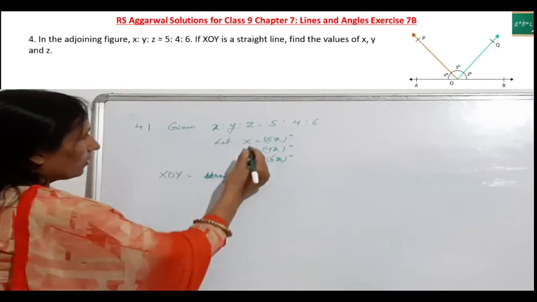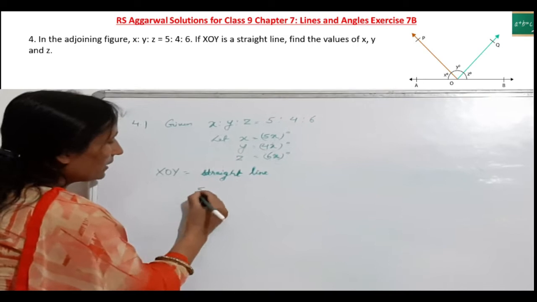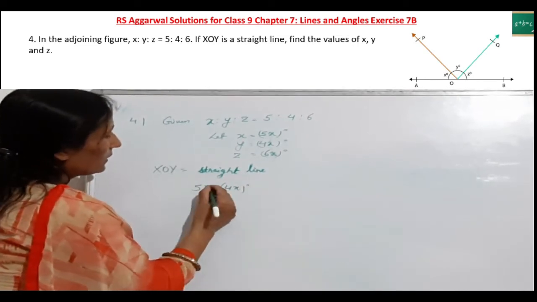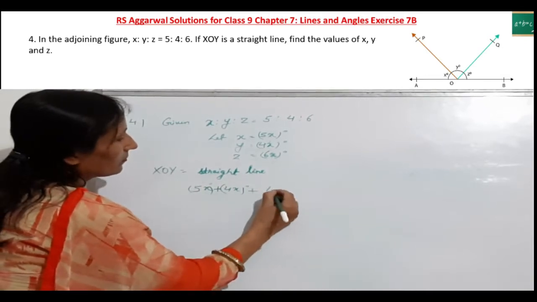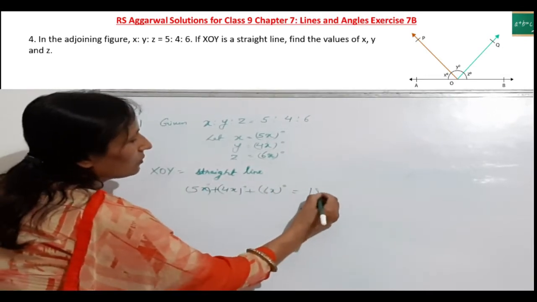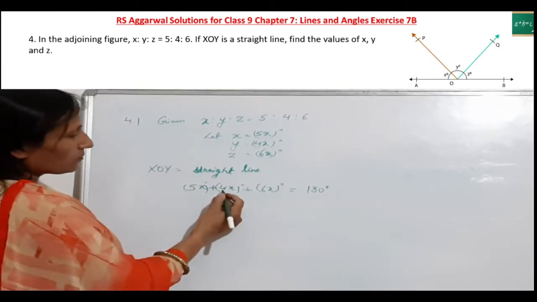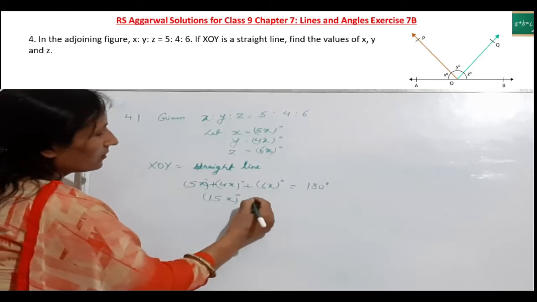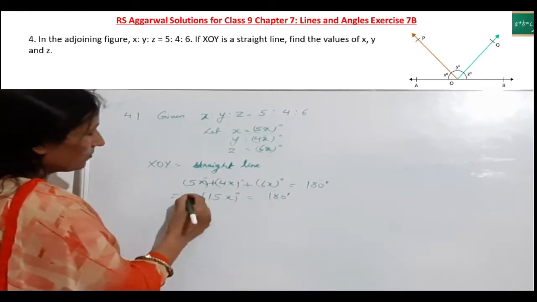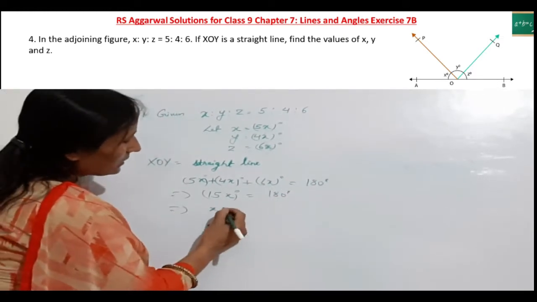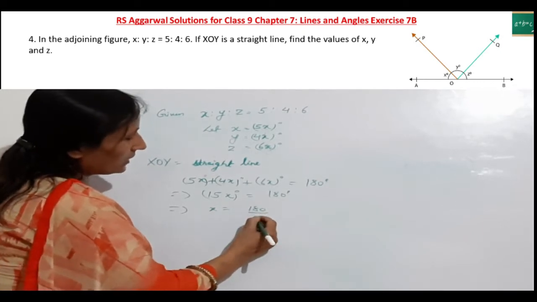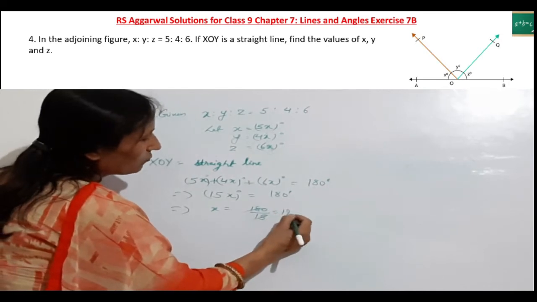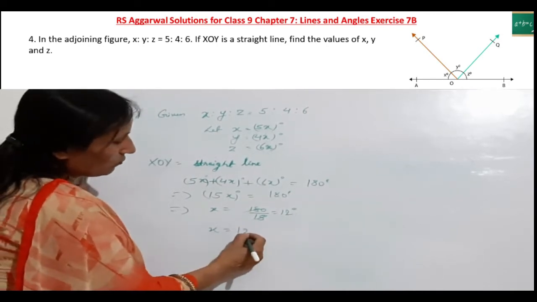So we will sum all the angles and write it will be equal to 180 degree. Now 5 plus 4, 9, 9 plus 6, 15. 15x is equal to 180 degree. This implies x is equal to 180 by 15. So it will be 12 degree. x is equal to 12 degree.